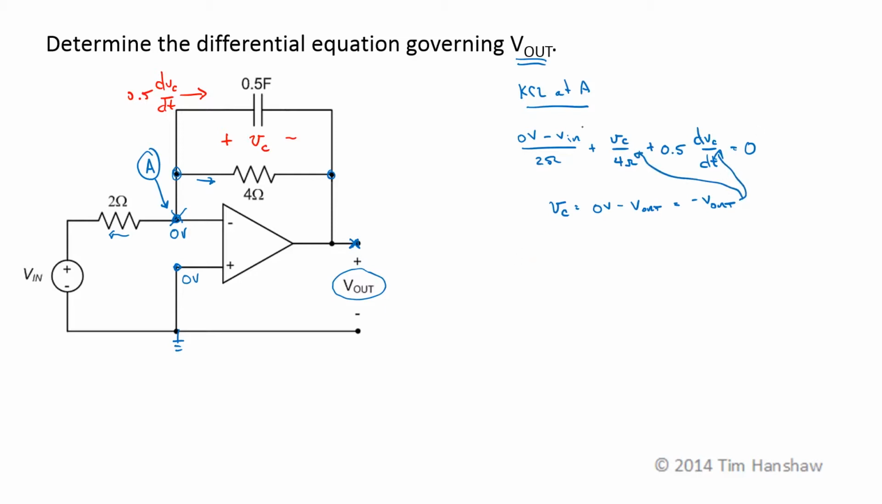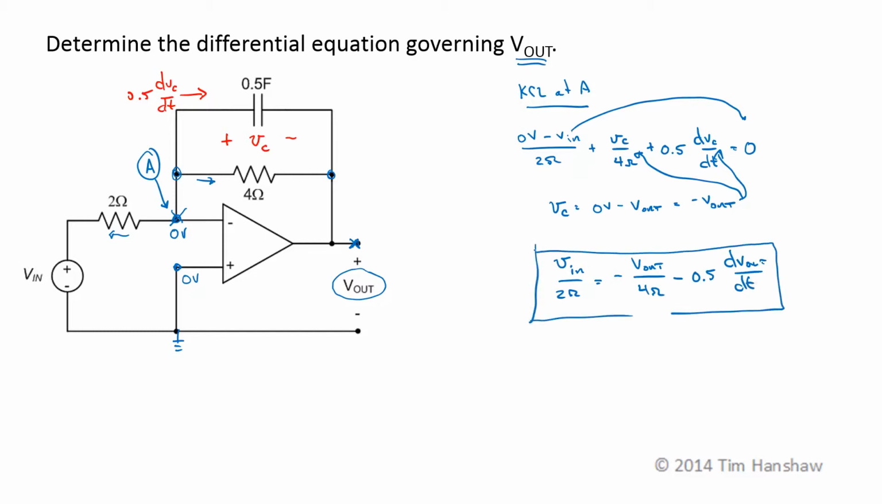So making that substitution and taking this term over to this side, I get V in over 2 ohms is equal to the negative of V out over 4 ohms minus 0.5 dV out by dt, which is our differential equation relating V out and V in. Now, I'm typically going to want to check this differential equation before I start trying to solve it.